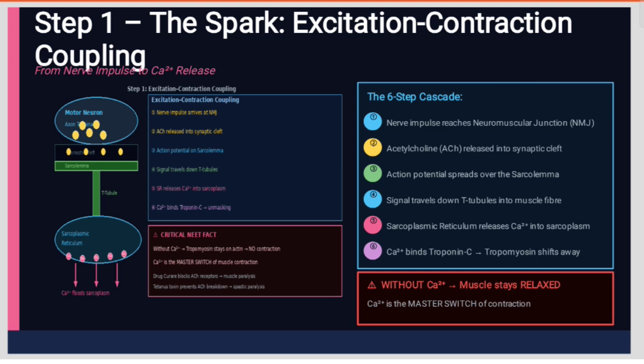Clinical correlation: the drug curare blocks the acetylcholine receptor on the muscle. No action potential, no contraction, paralysis. Used historically as an arrow poison, and now medically as a muscle relaxant.